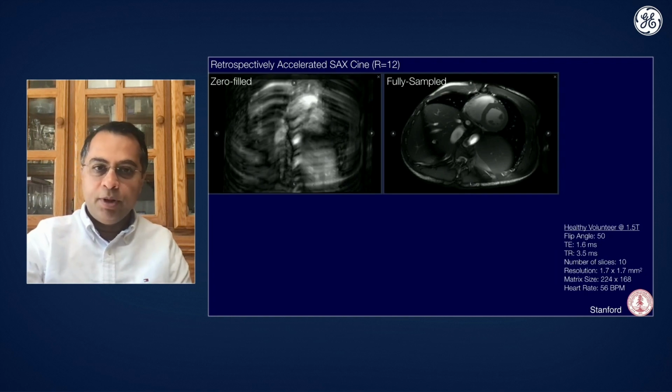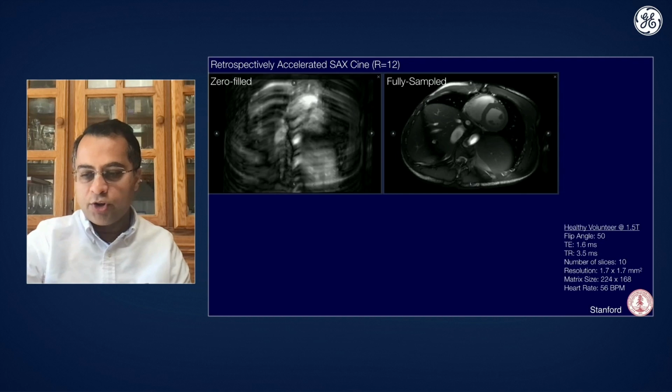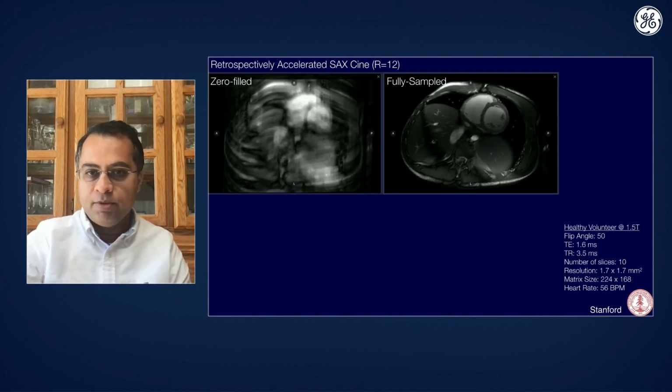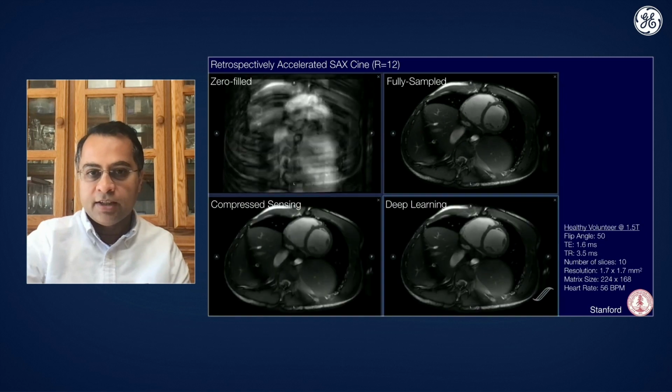So here's just an example. If you look at this particular case, this was accelerated 12-fold. And what you see is if you just perform a simple zero-fill reconstruction, it's highly accelerated and you have a lot of artifacts. Now, at the same time, if you do a fully sampled acquisition, which takes quite a bit of time, you see the high quality images that are obtained.